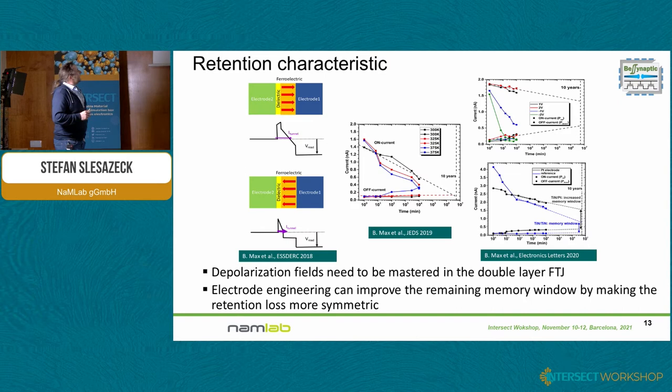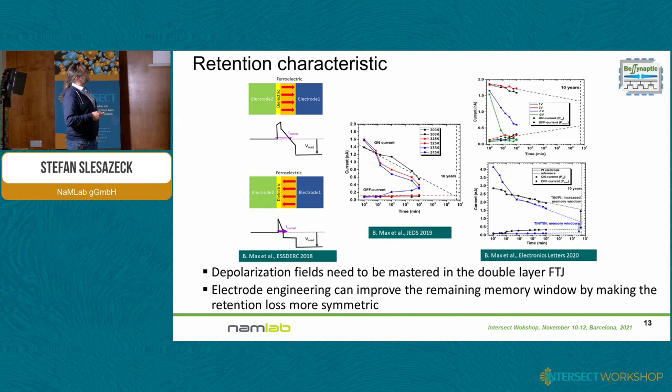It has been shown that the FTJ due to internal depolarization fields features not the perfect retention. So this was shown here in the center plot by Benjamin in 2019 for different temperatures. So the on state was not very stable, but he has shown on the upper right hand side plots that this can be tackled by applying voltage from outside to improve the data retention of this state. And this gives the indication that also by work function engineering, you can tackle the retention issue.